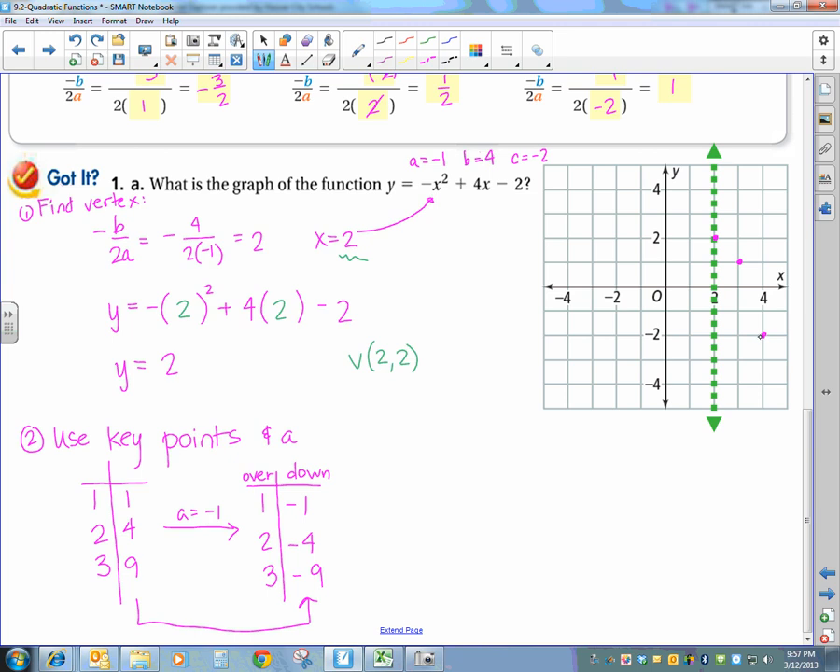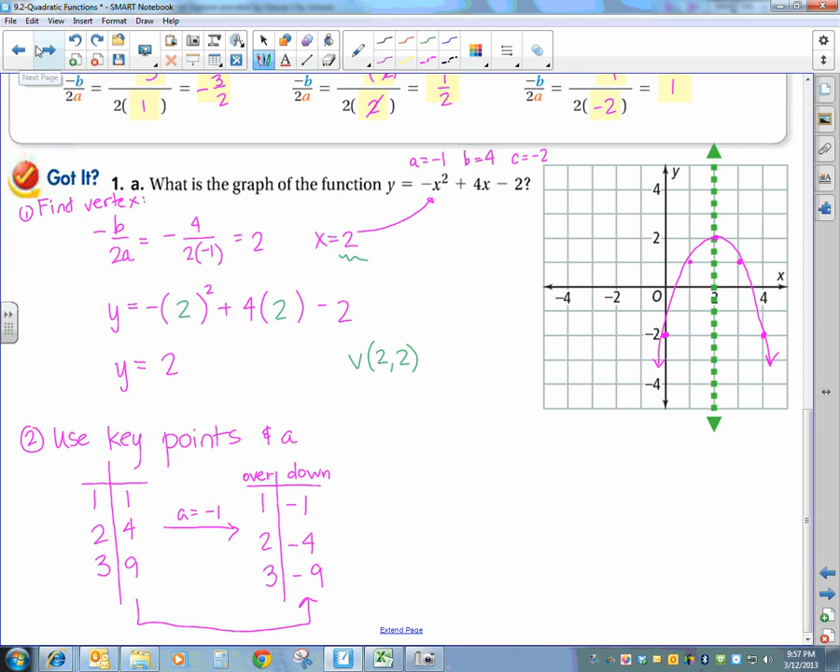So I go to each point, I count over to my axis of symmetry, over to the next point. 1, and then 1 again. So here's my parabola, and we're going to do our best to connect the points. And that is the graph of the function y equals -x squared plus 4x minus 2.